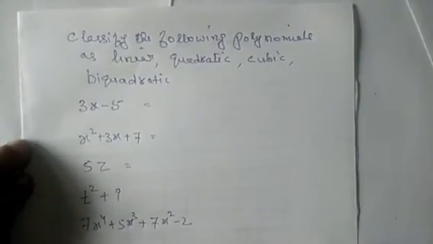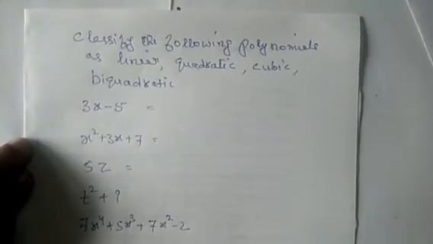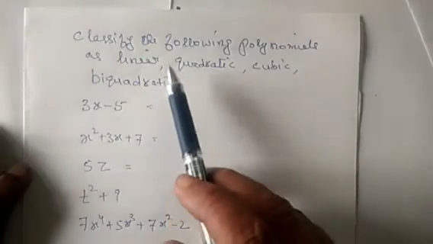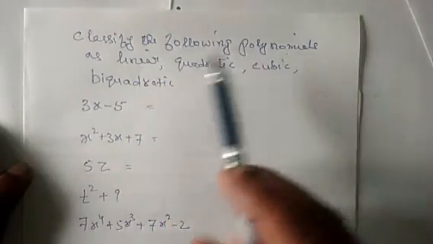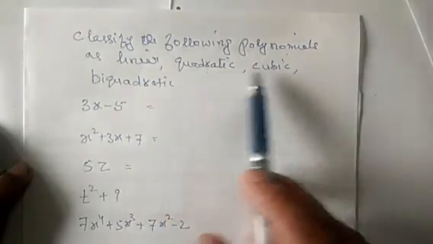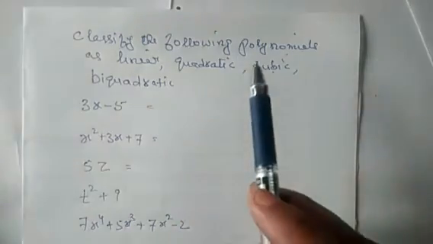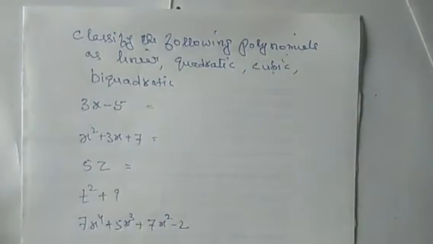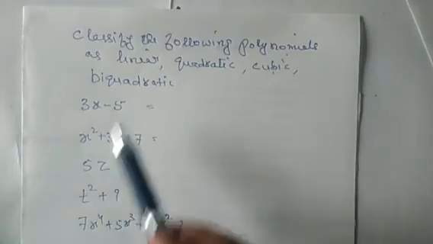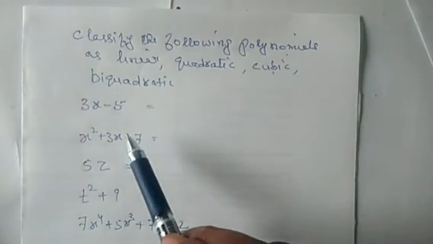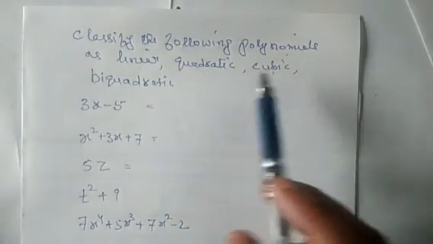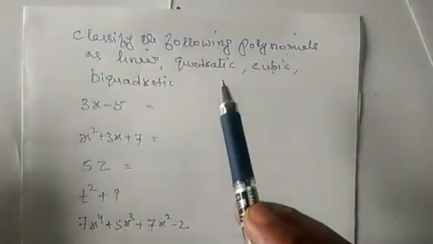So now guys, I have taken one question from your book. The question is, classify the following polynomials as linear, quadratic, cubic, biquadratic. Whether these polynomials are linear, quadratic, cubic or biquadratic, you tell me.